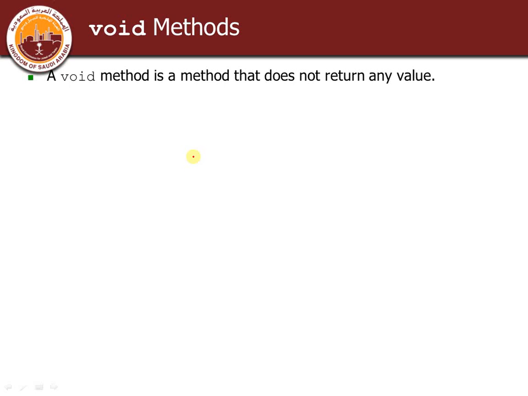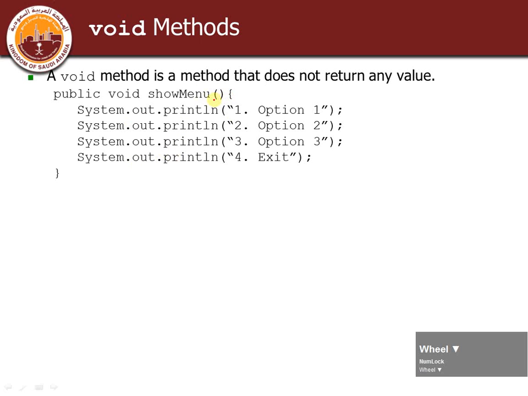With the void methods, however, I cannot consider this result as a value, because this is just a group of statements that are grouped together and then executed when I call them. And generally, inside of those void methods, we can use them to display things, perform some operations that do not require to return any value. And for example, in this case, you can have like this show menu that will always display these 4 lines, and that's it.